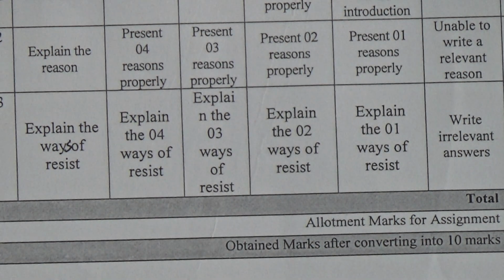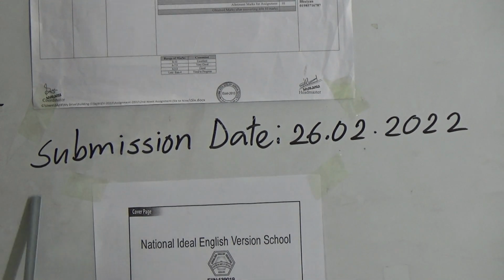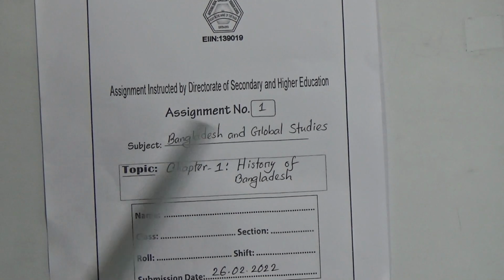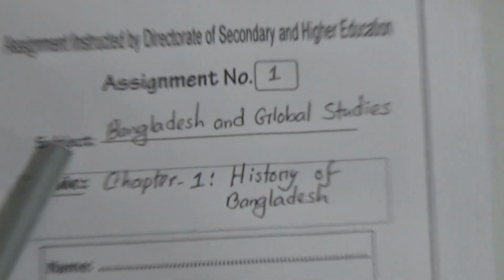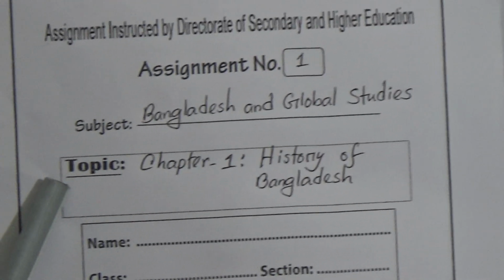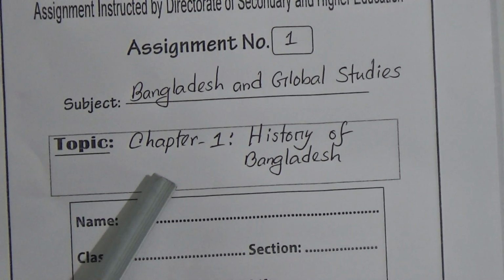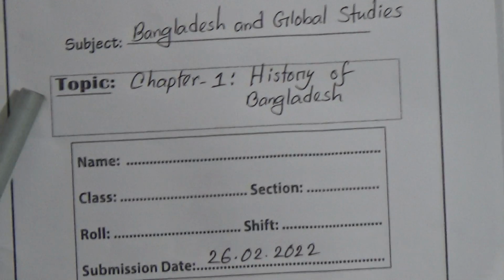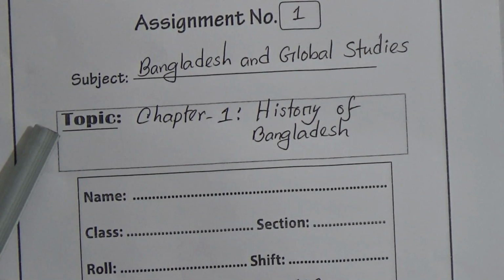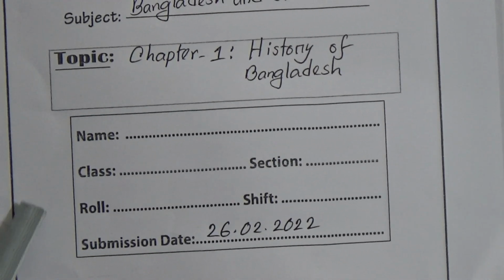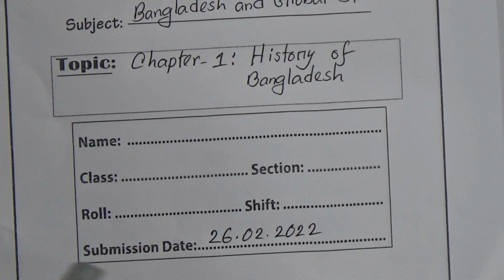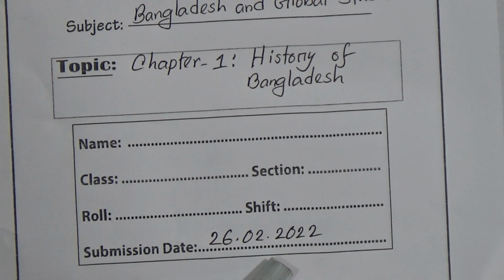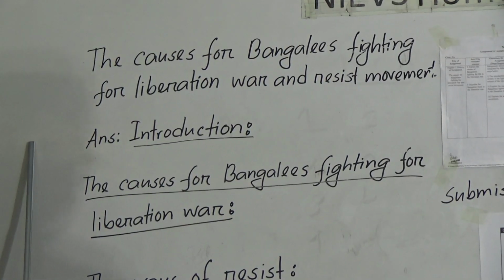So dear students, your assignment submission date is 26/02/22. Let me show you the cover page. This is the cover page of the assignment. You will write assignment number 1 on the cover page, subject Bangladesh and Global Studies, topic. In place of topic, you will write chapter 1, History of Bangladesh. I'm reading again: in place of topic, you will write chapter 1, History of Bangladesh. You will write your name, class, section, roll, shift, and please write the assignment submission date, 26/02/2022.